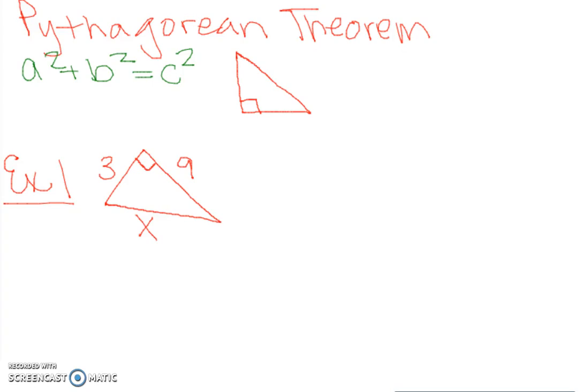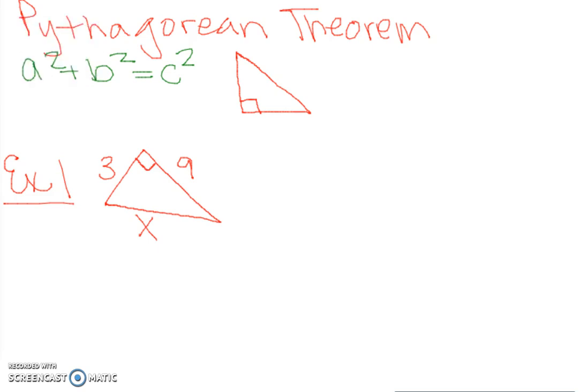Today's lesson is over Pythagorean Theorem. We've had Pythagorean Theorem at the beginning of the year when we worked with the distance formula, and in the last unit we used Pythagorean Theorem as well. So Pythagorean Theorem uses a squared plus b squared equals c squared to find the missing sides of a right triangle. So here I have a right triangle, and we need to identify the sides.